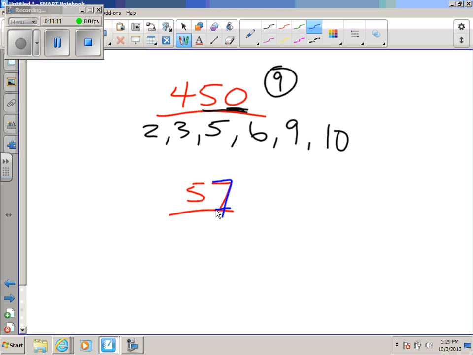Sum of the digits. 5 plus 7, 12. Divisible by 3. Divisible by 4? No. 5? No. 6? No. 9? No. 3 is the only one that works. So sometimes you get a bunch. Sometimes you get 1. Sometimes you'll get none.